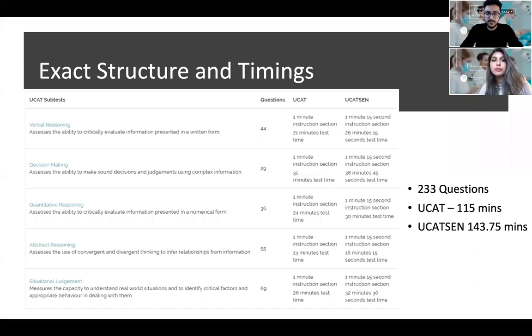There's the verbal reasoning, the decision making, the quantitative reasoning, the abstract reasoning, and the situational judgment. If we start with the verbal reasoning, it assesses the ability to critically evaluate information presented in a written form. You'll be given an abstract or a subtext that's about a paragraph or a couple of paragraphs long, so it's quite a lot of writing, and there are 44 questions. Before the section starts, you get 1 minute of instructions that you can read through before you press start for the section. And there are 21 minutes of test time.